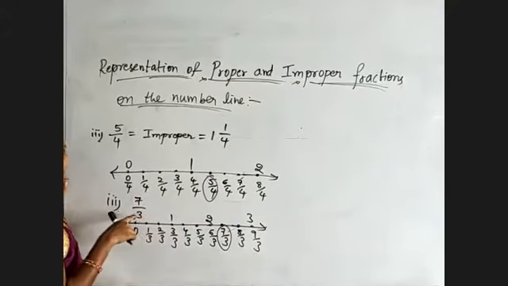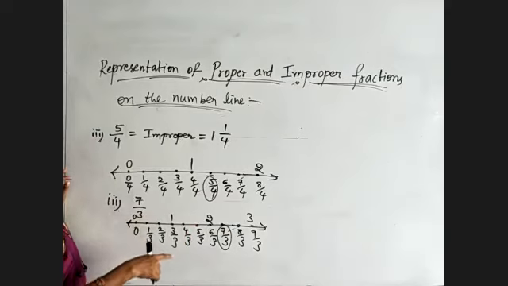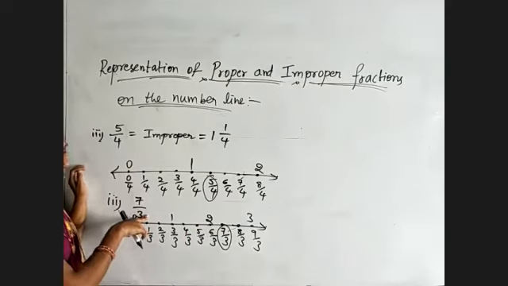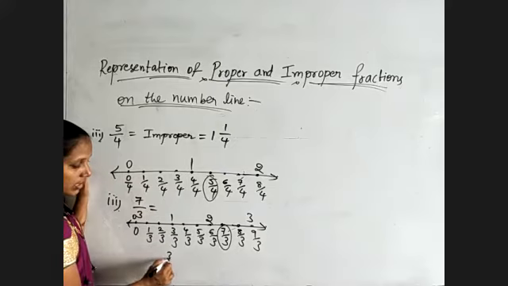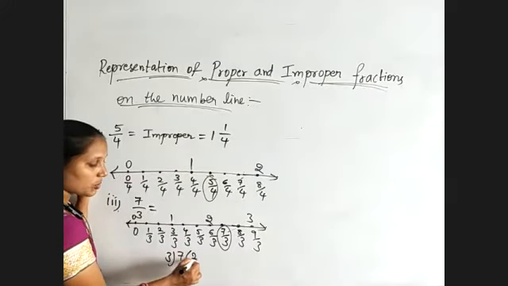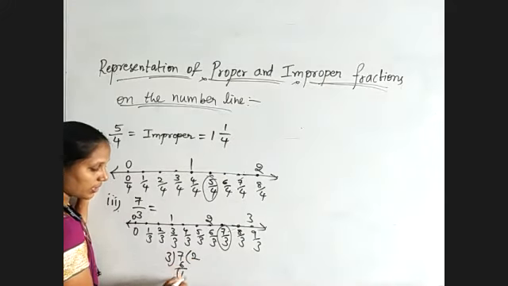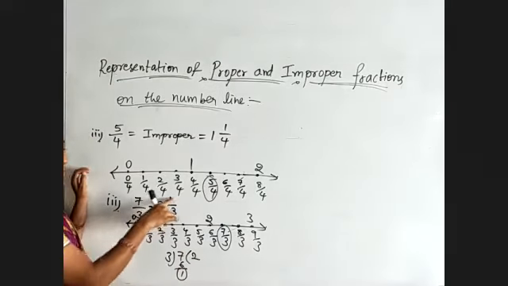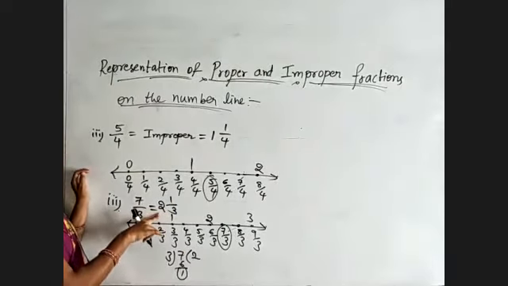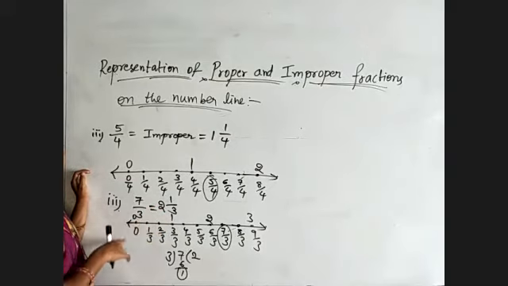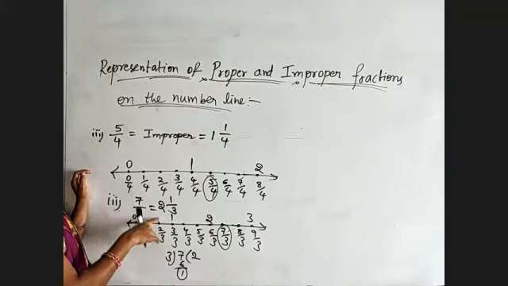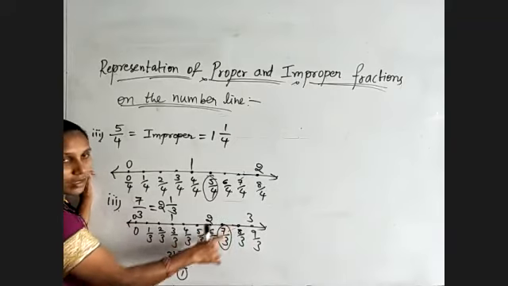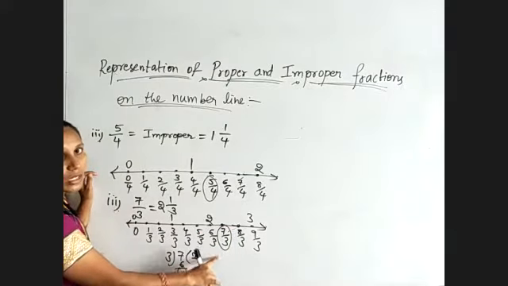So how can we decide where it is lying? Convert into mixed fraction. What will we get? 3 2s are 6, 1 is left. Quotient is 2, remainder is 1, divisor is 3. 2, 1 by 3. So because the quotient we got is 2, it is lying between 2 and 3. 7 by 3 is lying between 2 and 3. Just observe, it is lying between 2 and 3 only.